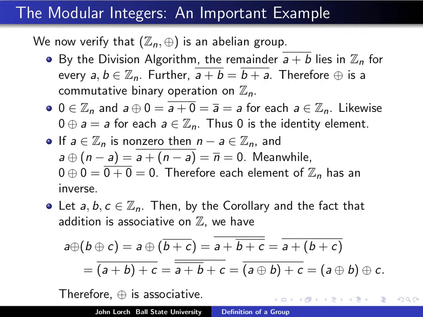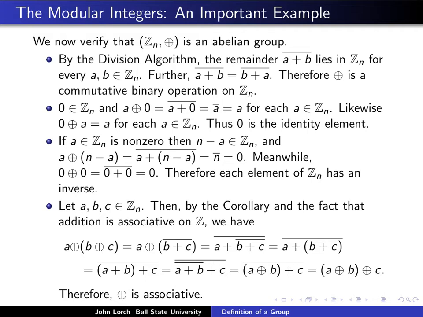So we now verify that the modular integers under this new addition operation, circle plus, is a group. And in fact, we'll show that it's an abelian group. Now you might remember from the formal definition of a group that there are essentially 4 things that we need to check. The first is we need to know that this operation, this circle plus, is a binary operation. And then, once we know that, we need to know that there's an identity element in our group. We need to know that each element in the group has an inverse. And then finally, we need to know that the operation is associative.